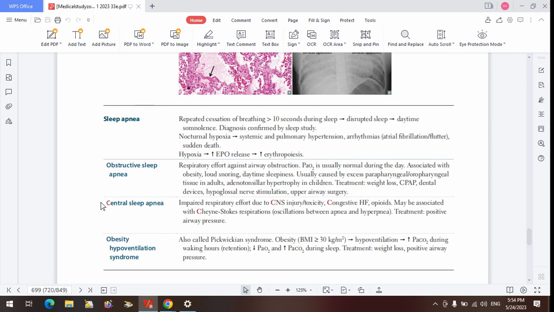All right. So what are the types of sleep apnea? Obstructive sleep apnea, central sleep apnea, and obesity hypoventilation syndrome. Obstructive sleep apnea is just talking about an obstruction at the upper airways. That is it. Think of anything that can cause obstruction at the upper airways. It's going to cause obstructive sleep apnea.